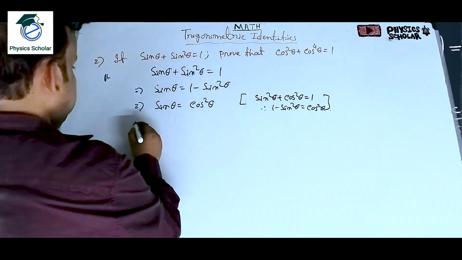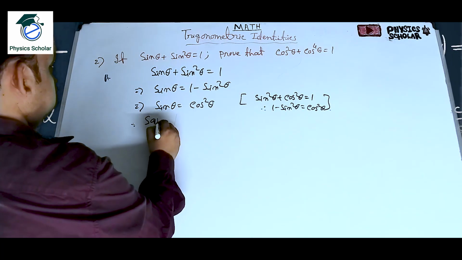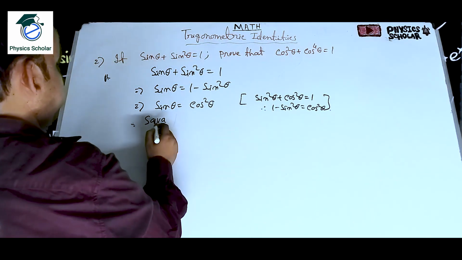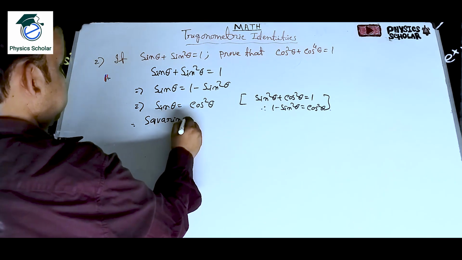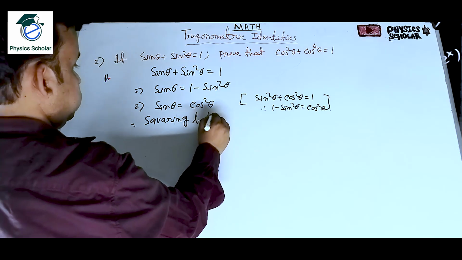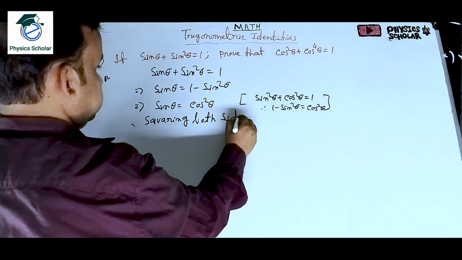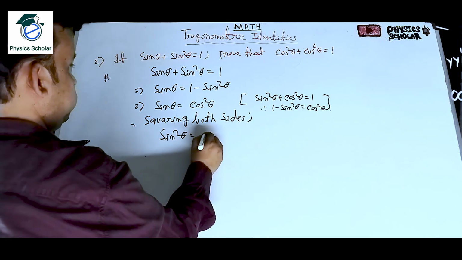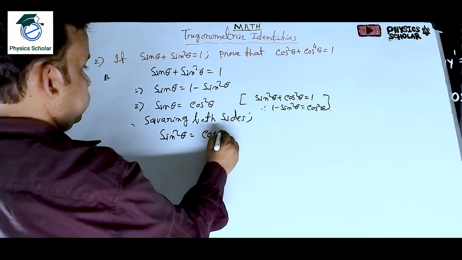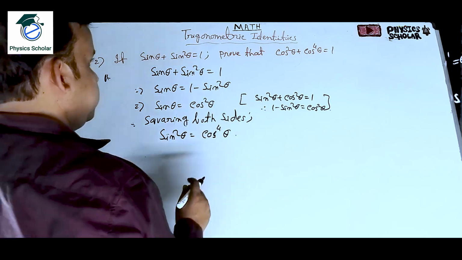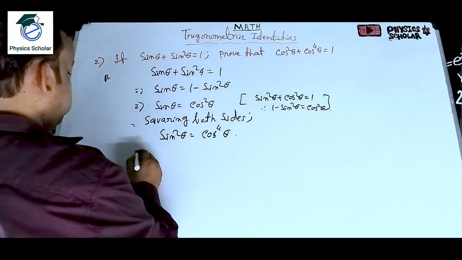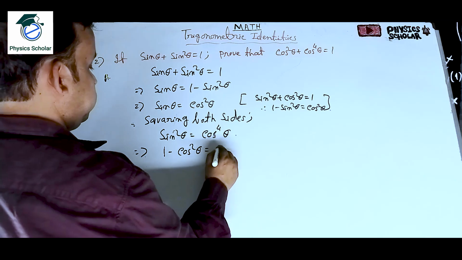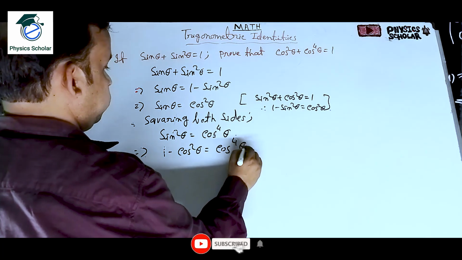Clear? Now squaring. We have cos to the 4, so we have to make the square. Squaring both sides, what can you write? Sin square theta is equal to cos to the power 4 theta. Clear? So cos to the power 4 theta has come. Now sin square theta we can write as 1 minus cos square theta, which is equal to cos to the power 4 theta.